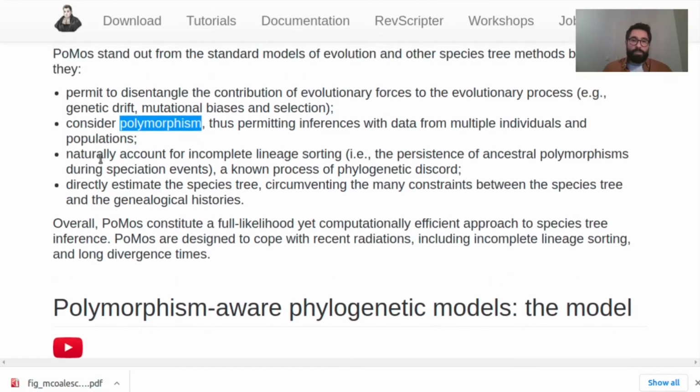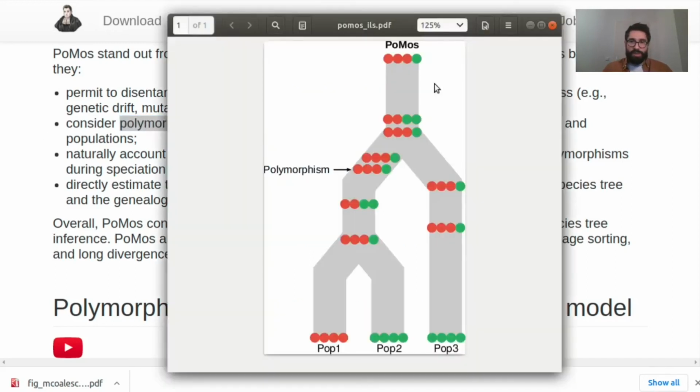Another thing is that POMOs naturally account for incomplete lineage sorting. Incomplete lineage sorting is the persistence of ancestral polymorphisms through consecutive speciation events. And sometimes it can lead to clustering populations that are not really closely related, and this is a known process of phylogenetic discord. And this is best explained actually with the scheme that I have here.